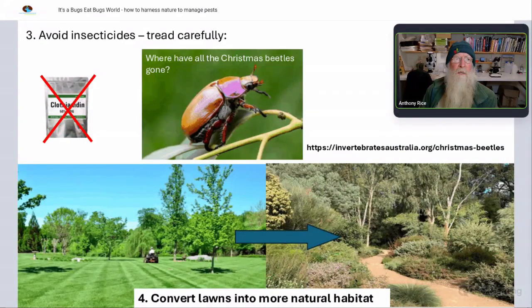Next thing we can do is avoid insecticides. Tread carefully in your garden.